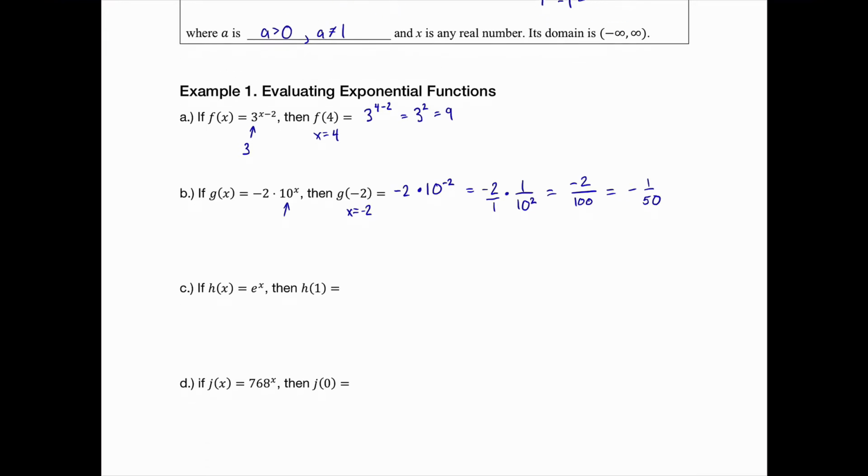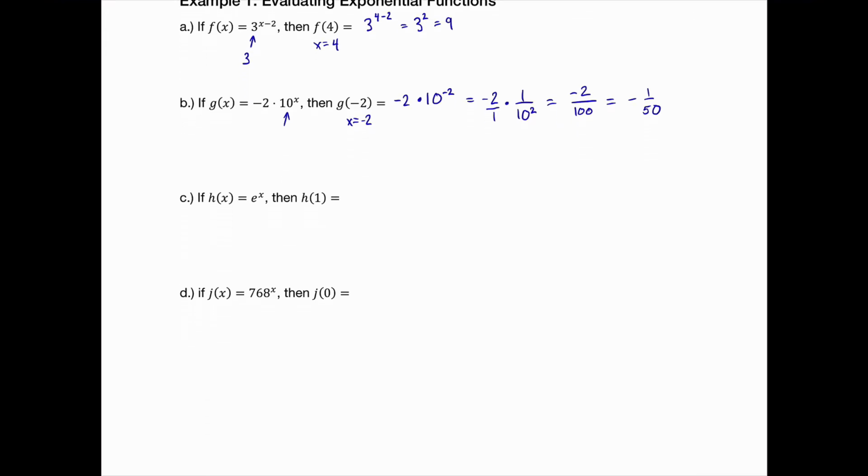Now here we have an example of an exponential function with base e. This e is approximately equal to 2.7. Of course, like pi, it is an irrational number. That is to say, it just continues on forever with decimals. But for all intents and purposes, we can think of it as about 2.7.